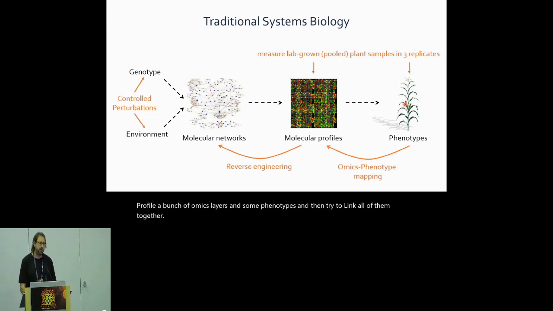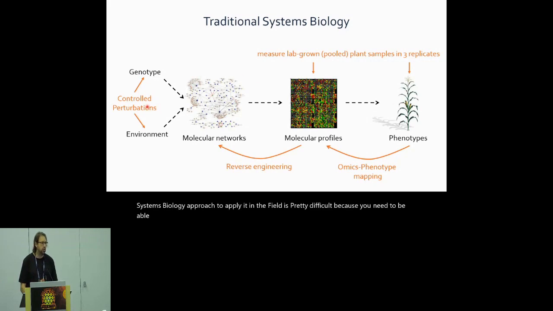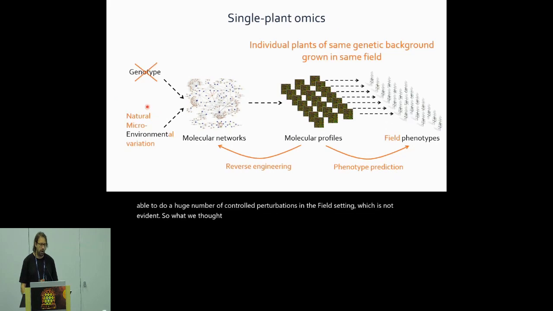One of the issues here is that whatever you get from these lab data is often not really representative of what happens in the field setting. On the other hand, applying this traditional systems biology approach in the field is pretty difficult, because you need to be able to do a huge number of controlled perturbations in a field setting, which is not evident. But we thought, well, actually, from a systems biology perspective, any perturbation is a good perturbation. So why don't we just use the naturally occurring microenvironmental perturbations that happen in the field all the time?